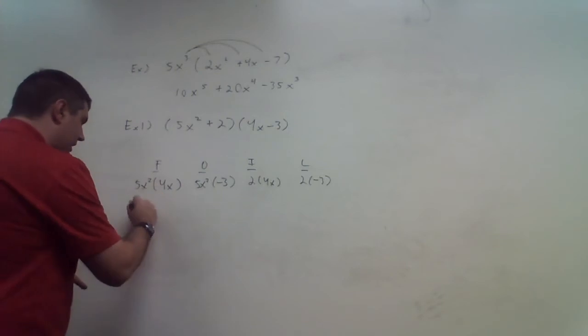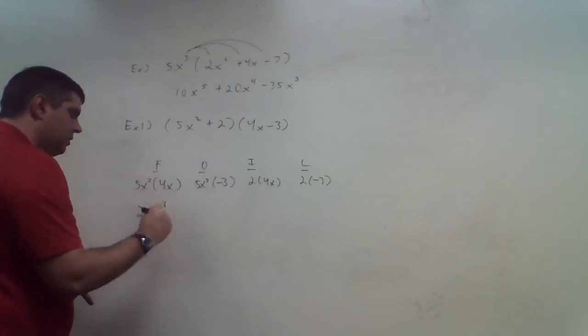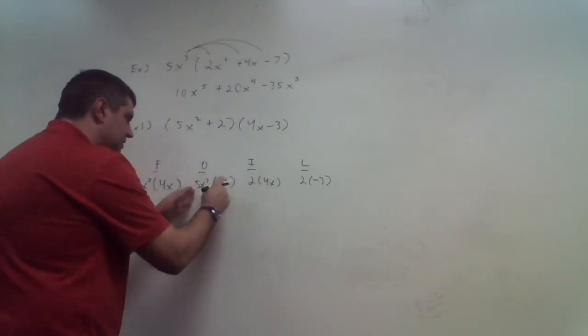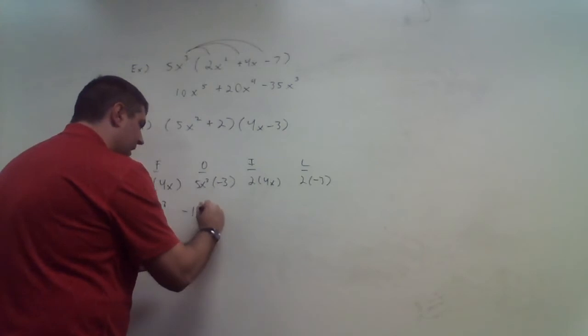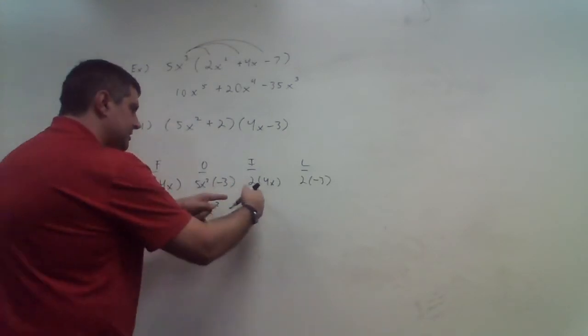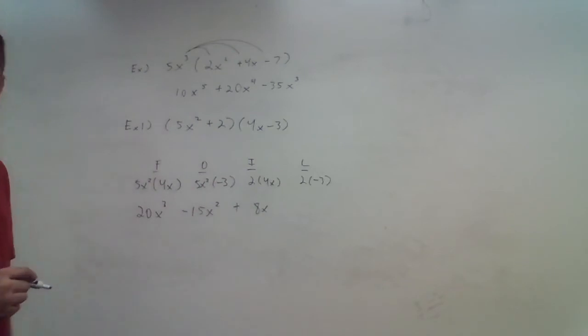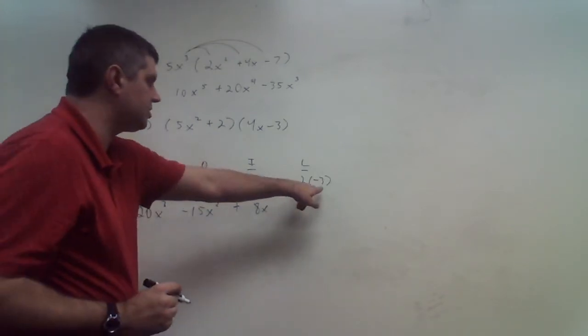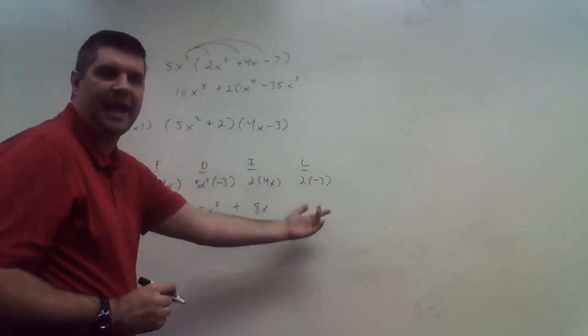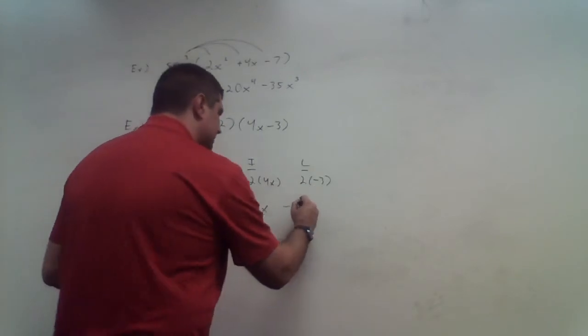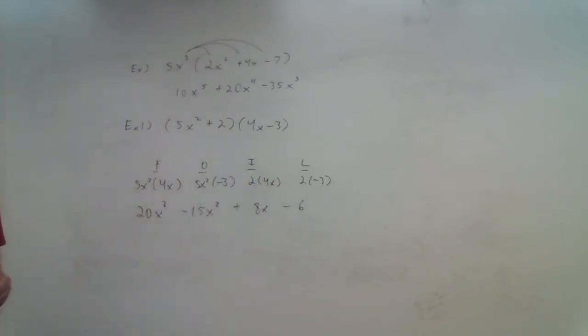So that will be 20x cubed. This is minus 15x squared. This is 8x. Now it's positive, so we're going to use a plus to describe it. And then 2 times minus 3 is minus 6. Adding negative 6 is the same as subtracting 6. So that's minus 6. Okay? You don't need to be that laborious about it. I just decided to be that laborious about it this one time.